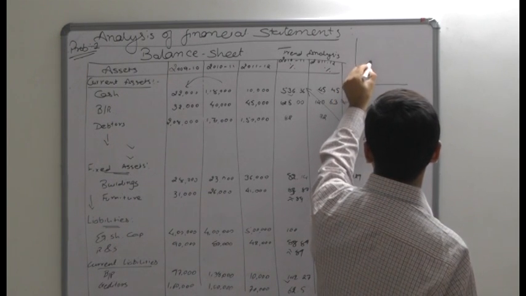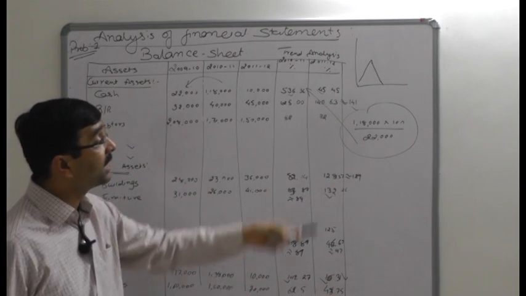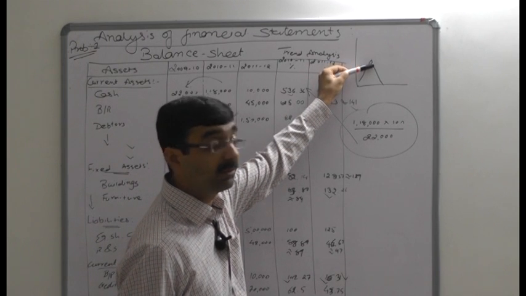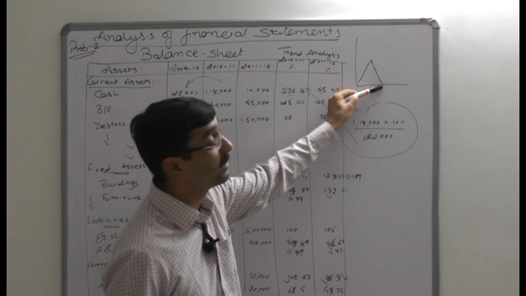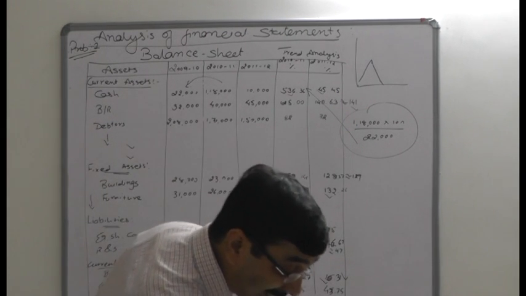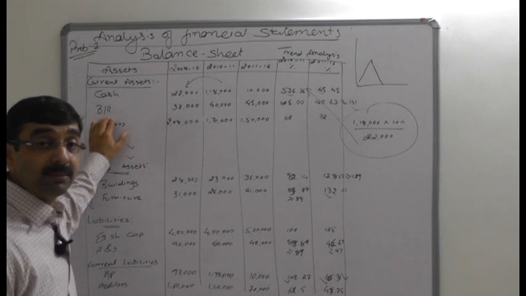So this is a trend of the company when the cash balance has moved. Start with this 100, maybe goes up to a certain percentage of 500, and then it comes below 100 at 45%. Now in the same way, the same method is applied for the bills receivable also.